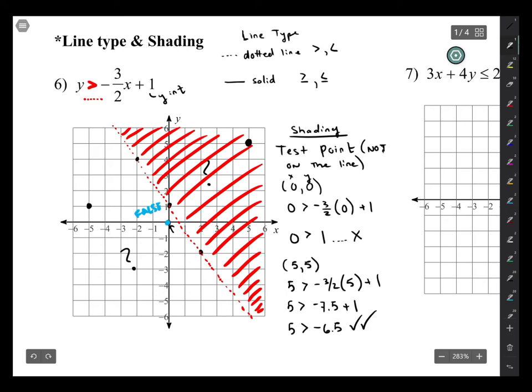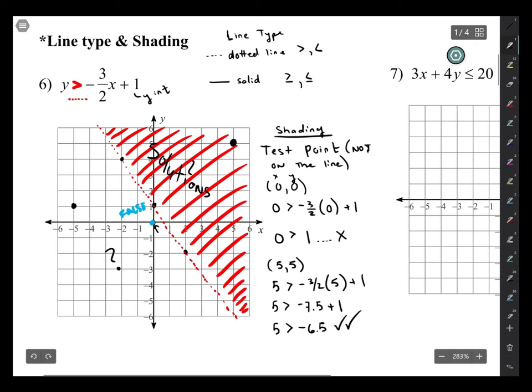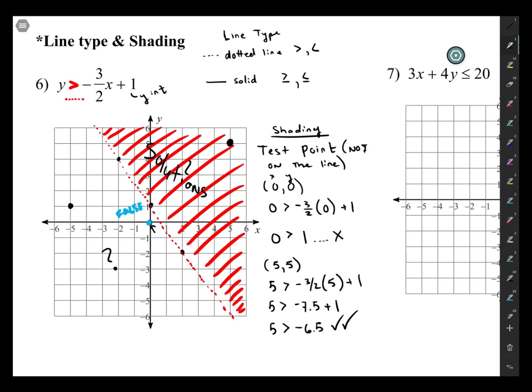These are all solutions. All these points that are shaded are solutions. Okay, so that's the idea of a test point. And that's really going to be the best algebraic way to do it. So we dotted the line, we shaded, we're ready to move on.